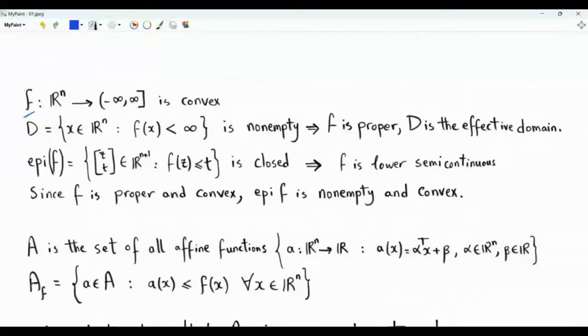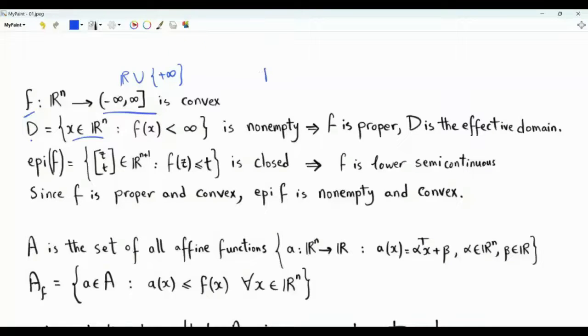We have f, this is our convex function, from Rn to the extended set of real numbers. So this is R and plus infinity. The effective domain of the function f is the set D. This is the set of all points in the n-dimensional space where the function f is strictly finite.